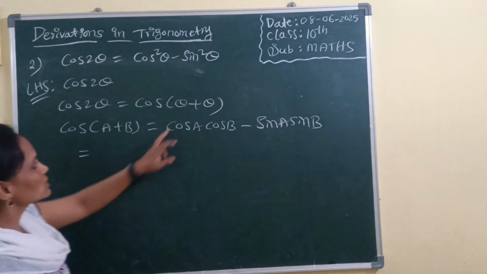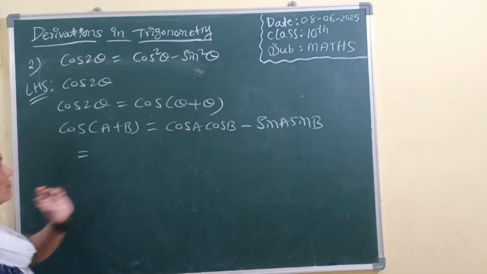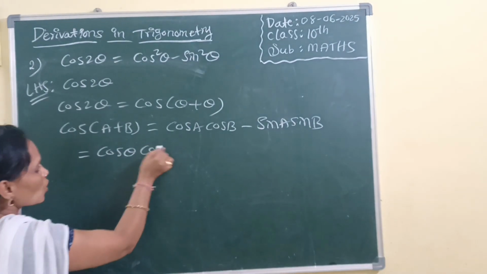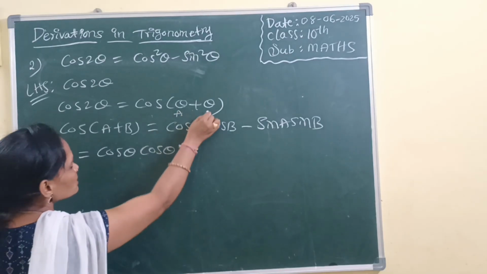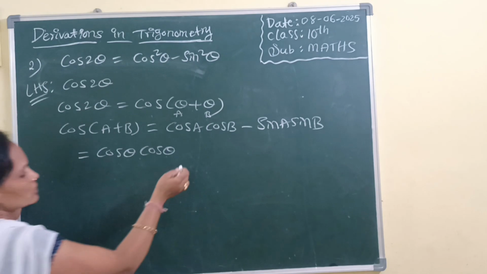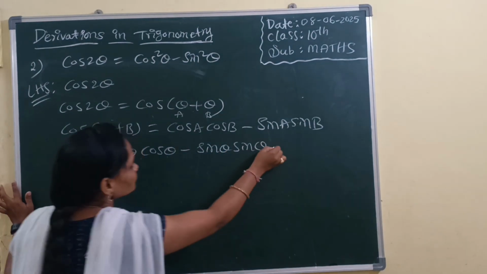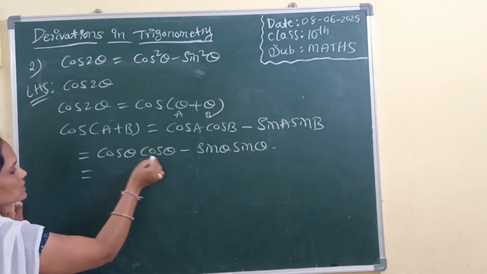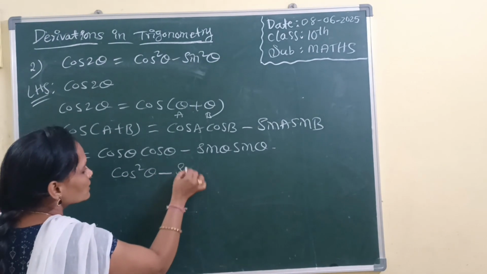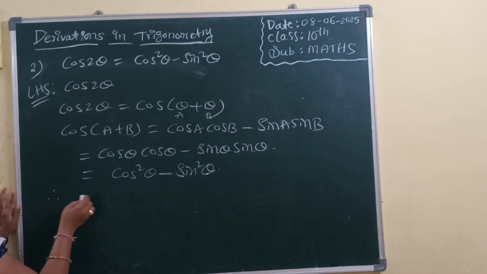Here also see, A plus theta is there, B plus also theta is there. You can apply this: cos A, cos B, also cos theta. Means this is A, this is B, means A plus theta, B plus also theta, just you can keep. Now sin theta into sin theta. Okay. Now cos into cos, cos square theta, minus sin into sin, sin square theta. Okay. Now we got it.